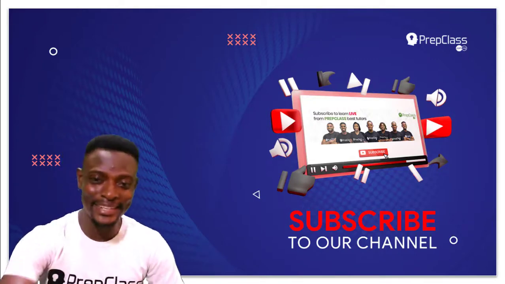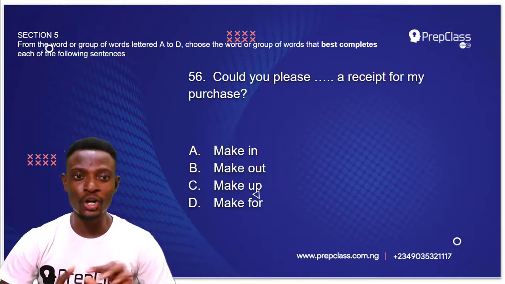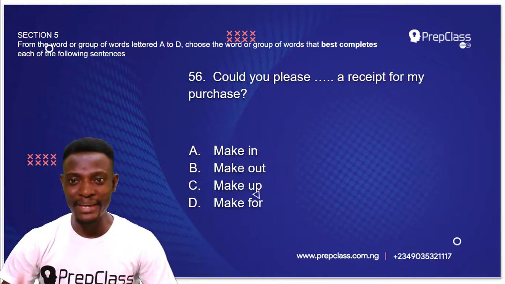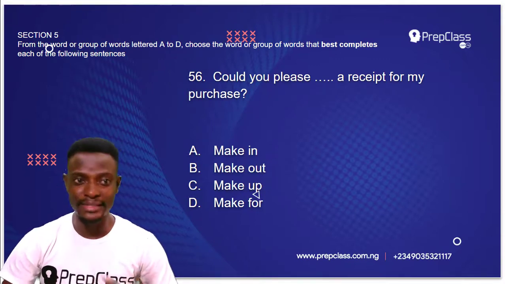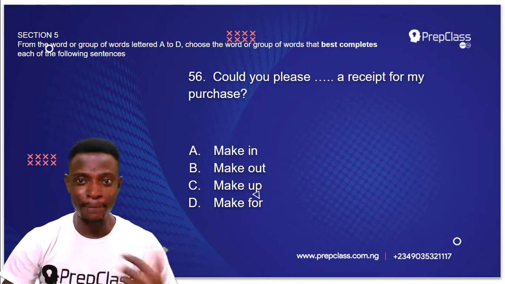Alright, let's begin. Question 56. Now, the instruction reads, from the word or group of words lettered A to D, choose the word or group of words that best completes each of the following sentences.